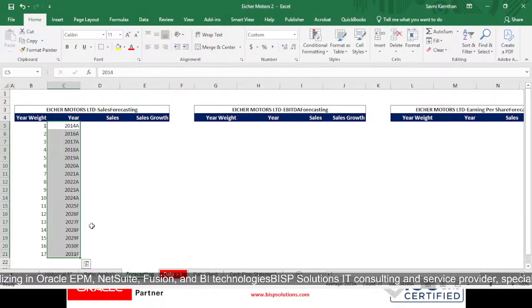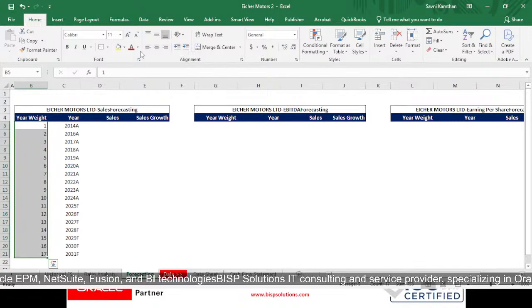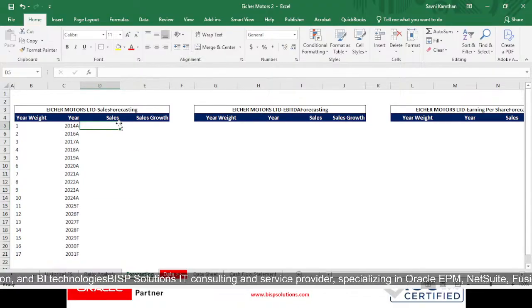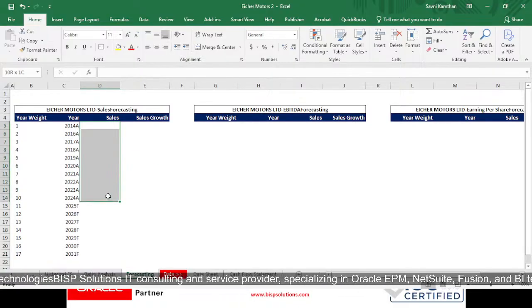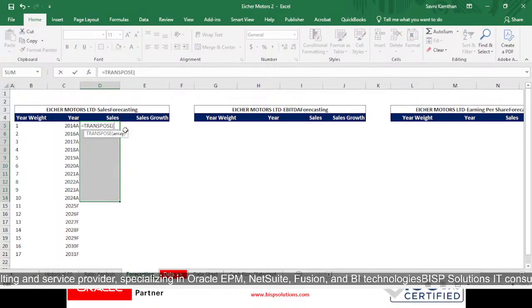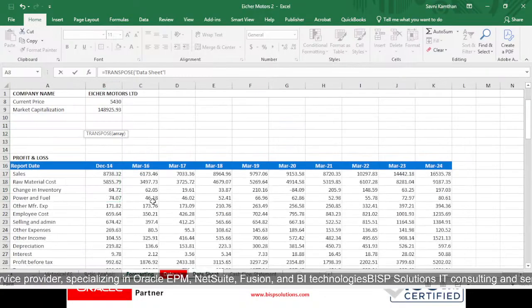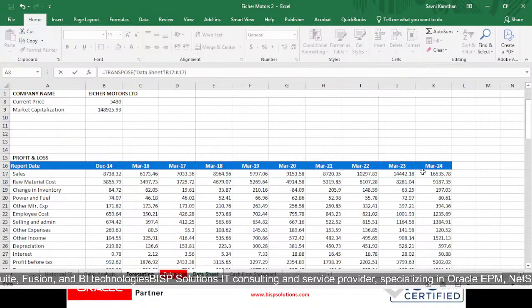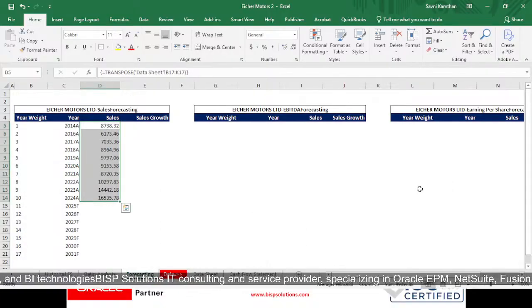So this is done. Now we have to move it to the left side, and this to the right-hand side, and sales, what we have to do till A. So it is asking, OK, till A. What we will be doing, F2 equals to TRANSPOSE, then it is saying array. So we will be adding this till March 24 and brackets are closed, then Control Shift and Enter. Now our sales is copied correctly.